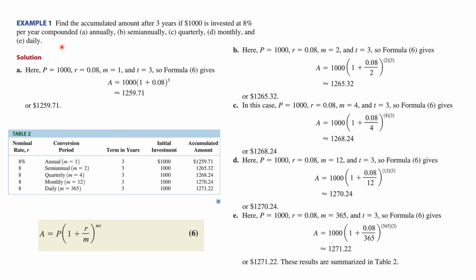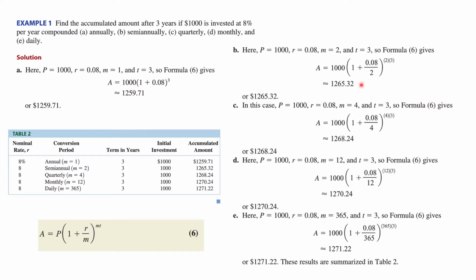Okay, so here we have an example. Find the accumulated amount after 3 years if $1,000 is originally invested at 8% per year, but it's compounded at these different amounts. Well, this is the formula we're going to be using over and over again. So we will be using these numbers, and the only one that's changing in this problem is going to be M. So if M is 1, we get this calculation, and there is our answer.